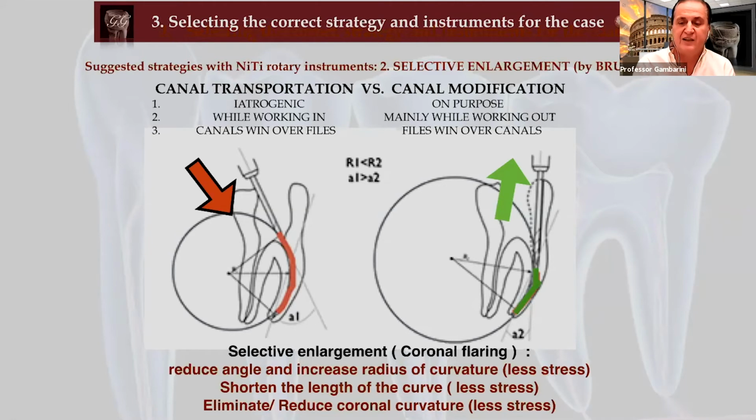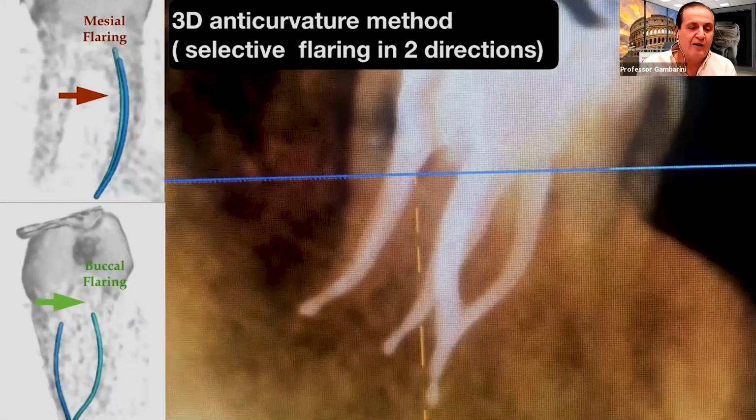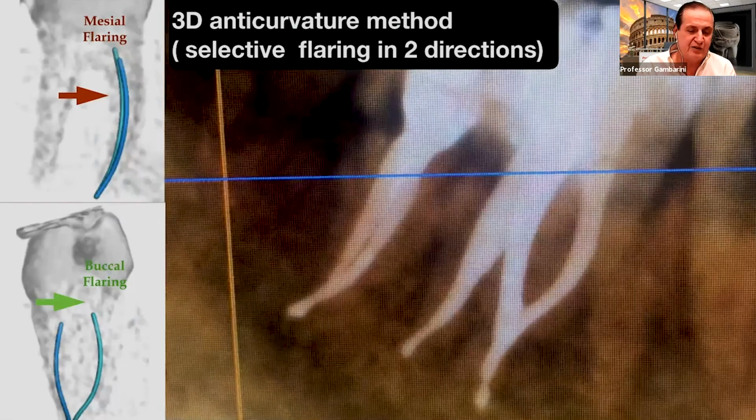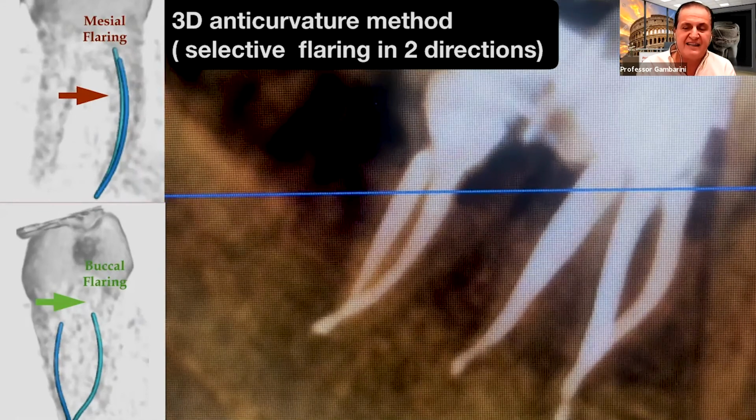So what I'm telling you is that when you're using X7, the X7 helps you a lot, but also you have to, like with any instrument, help your instrument to work in a better environment and try to do this kind of canal modification. And if you want to be a little bit more sophisticated, if you think in a three-dimensional way, you have to do selective flaring in two directions. For example, in a lower molar, not only major flaring, but also buccal flaring. And if you do it like this, you have these very, very nice cases done only with two instruments very easily with virtually no or minimal risk.